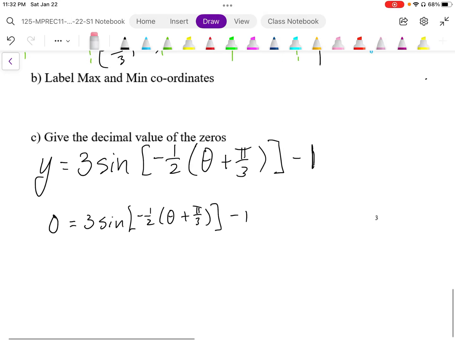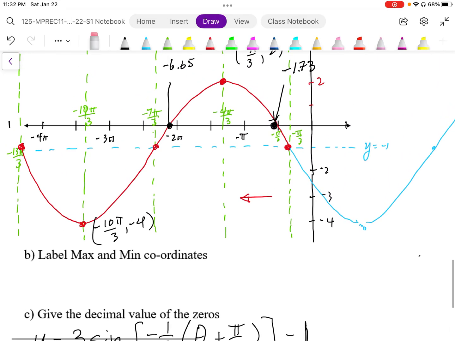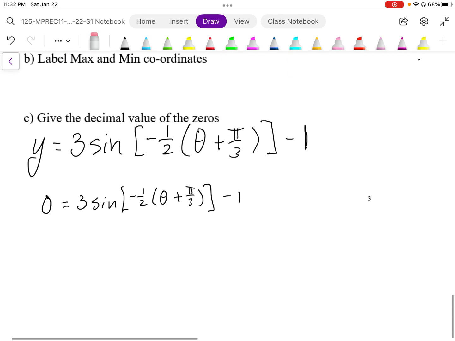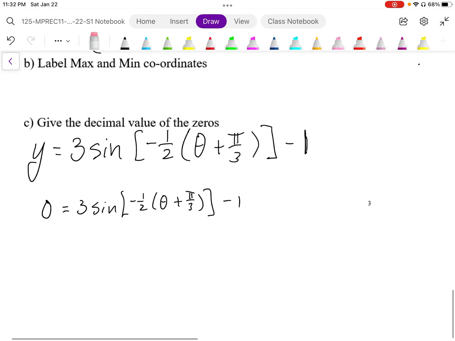So we found the decimal values of the zeros of that function from the graph. We got negative 6.65 and negative 1.73. We could also solve this algebraically. We don't really need to do this all the time, but since we can, we will.